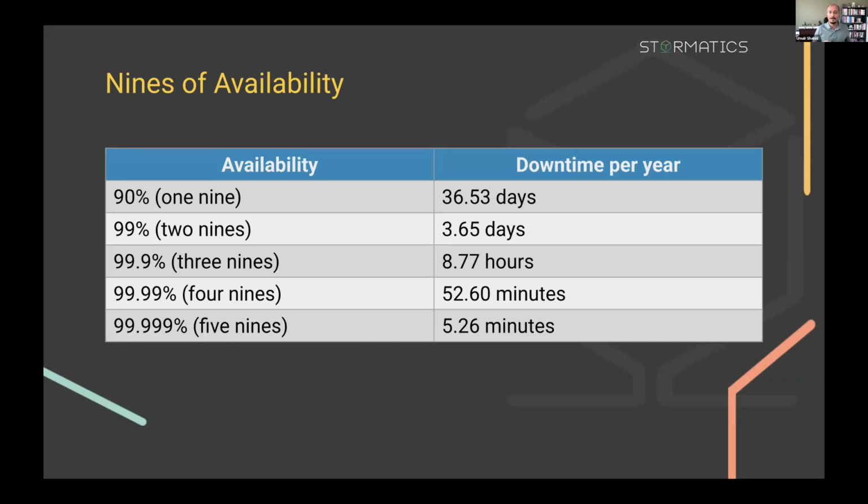Now, keep in mind, with every 9 that you're adding, you are adding 1 order of magnitude of availability. And correspondingly, the complexity of achieving that availability also increases exponentially. So going from 1 nine to 2 nines requires an order of magnitude of additional effort and so on and so forth. Achieving 5 nines is an extremely difficult task, which requires a lot of effort and complex architecture.